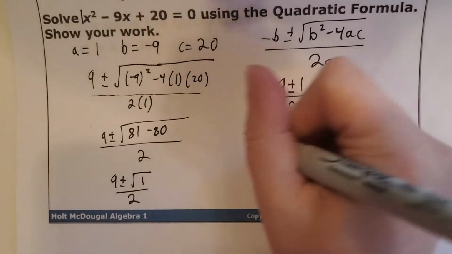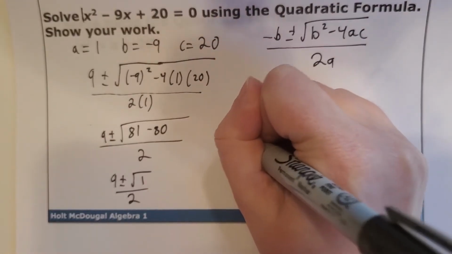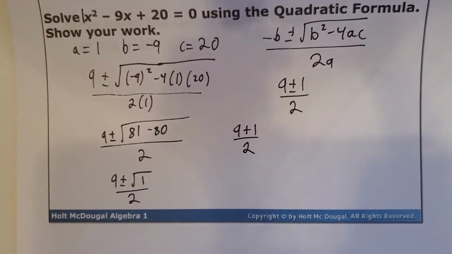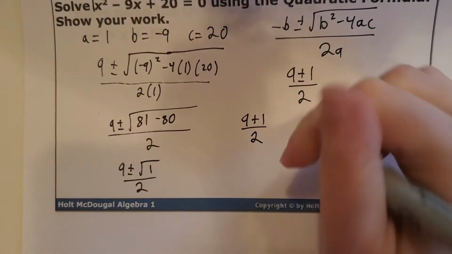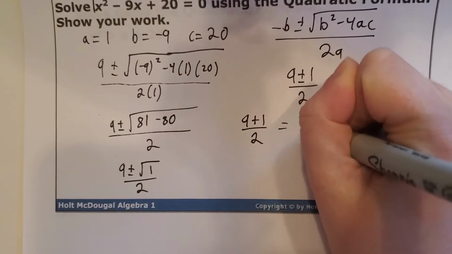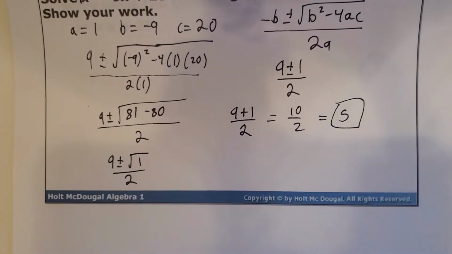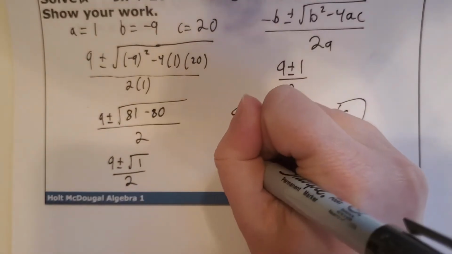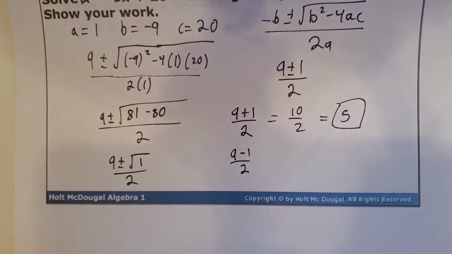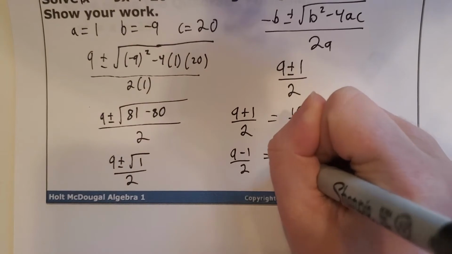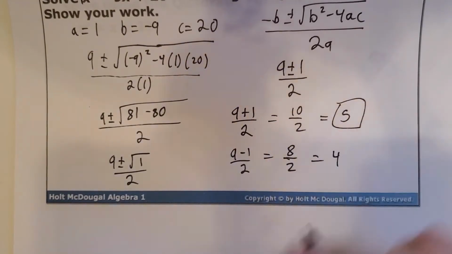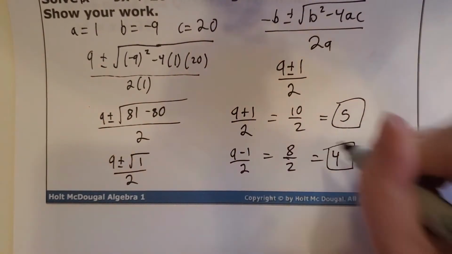Again, not solving. So we're going to do 9 plus 1 over 2 over here. 9 plus 1 is 10 over 2 is 5. So one of your solutions is 5. And then we're going to do 9 minus 1 over 2. 9 minus 1 is 8 over 2 is 4. So your other solution is 4.